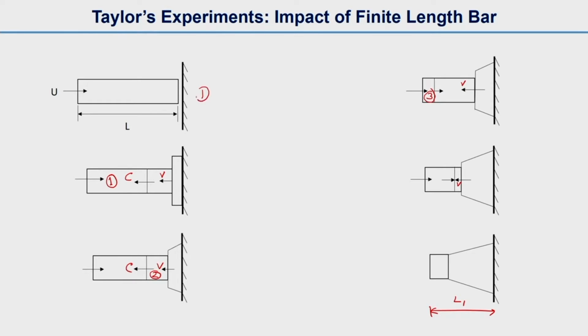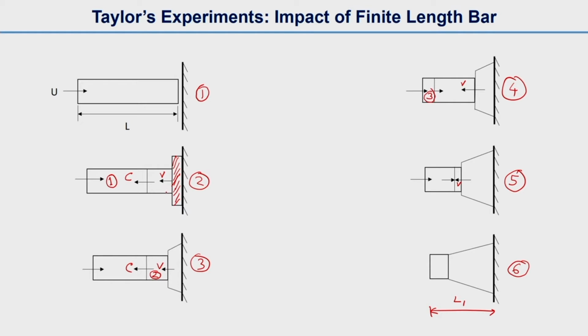Basically, there are different steps of the sequence: number 1, 2, 3, 4, 5 and 6. We remember that C is the elastic wave velocity, and the plastically deformed part in sequence step number 2 will move at a velocity v, which is the plastic wave velocity.